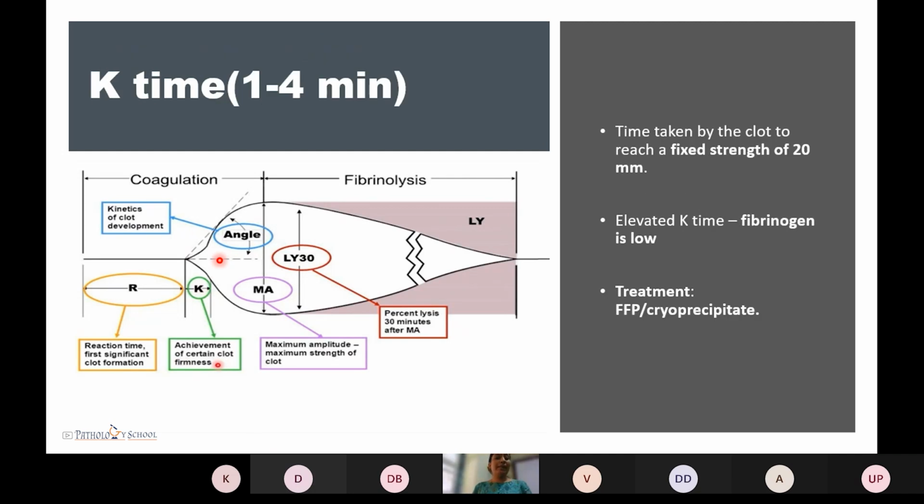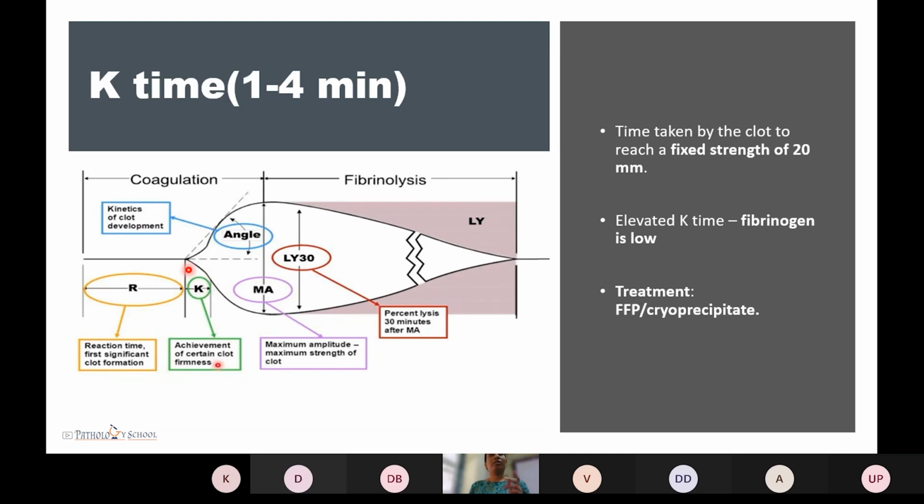The next is K time. It is this one, and it is the time taken by the clot to reach the fixed strength of 20 millimeters. So it shows the achievement of a certain clot firmness. We won't be able to comment on this in the normal PT and APTT tests which we perform routinely. So it tells us about a certain clot firmness, and it depends largely upon the conversion of fibrinogen to fibrin.